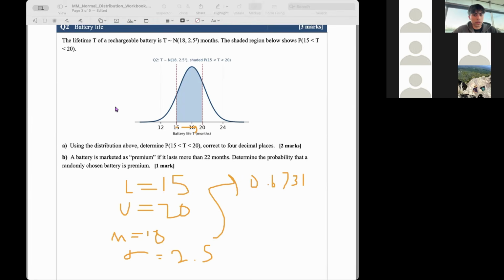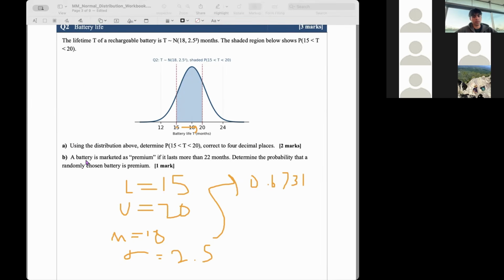0.6731. One way we could verify that is it's very close to one standard deviation on both sides. Actually, it extends a little bit over on one side and retracts a little bit over on the other, and 0.67 is near that one standard deviation mark.